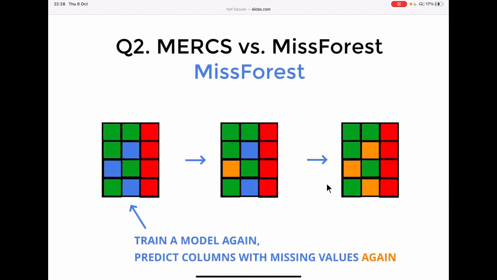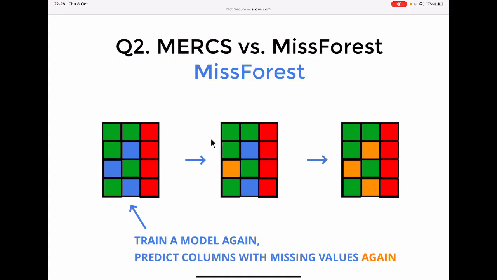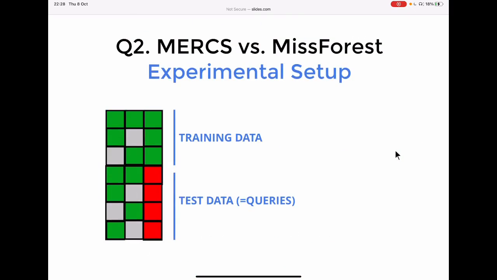But then, crucially, it's an iterative procedure. So what you then do is that you retrain your model, taking this data along with the fixed missing values as your input data, and again you predict them until you converge, until there's no more difference between subsequent iterations. So this works very well, but it's just not so adequate for our current problem setting, the missing values at prediction time setting, because of the following reasons.